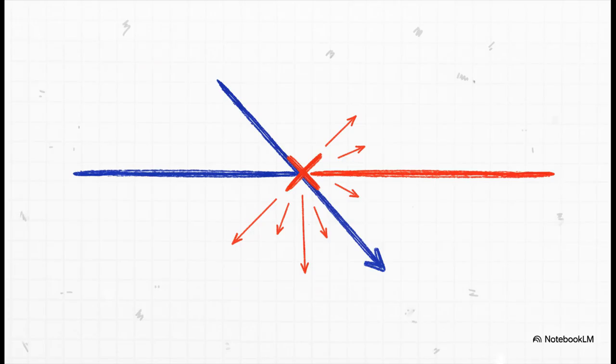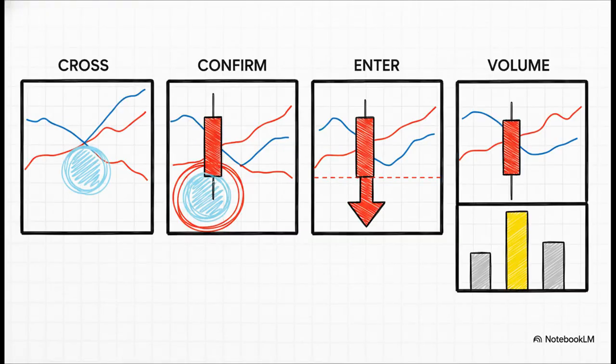Now on the flip side, we've got the death cross. It's the exact opposite, the mirror image. This is when our fast 9 EMA dives down below the 20 EMA. It's a signal that momentum is shifting to the downside and the sellers are stepping in. For a bearish setup, same logic, just reversed. You're waiting for that cross down, a candle closed below, and an entry on the break of that candle's low.